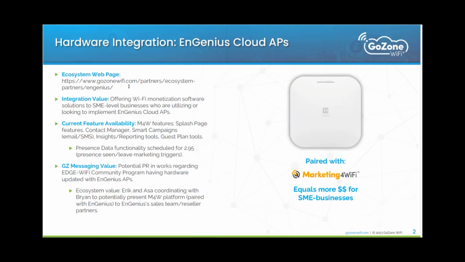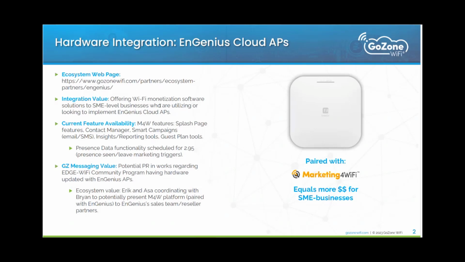Anybody who may not know, we do have an ecosystems hardware integration / partner page on the GoZone website. If you check under the partners dropdown on the main website, you will go to a page that showcases all of our current hardware integrations, one of those being EnGenius. The URL that you're looking at right here is the specific page regarding GoZone plus EnGenius Cloud, just talking about the promotional prompts between our hardware integration with them, and specifically in the realm of small to medium-sized enterprise businesses, which is something that EnGenius works heavy in. So the value is offering Wi-Fi monetization software to small to medium-sized enterprise businesses who are either currently utilizing or looking to implement EnGenius Cloud APs.